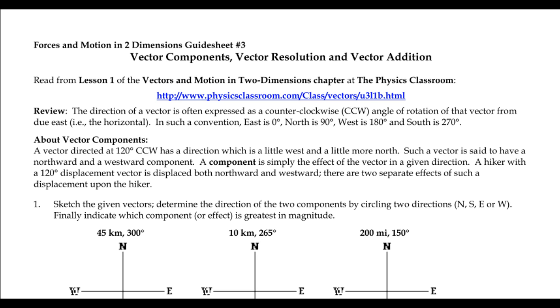So a couple of quick pieces of review. We're going to use CCW, that means counterclockwise notation. So 0 degrees to the right. We're going to come counterclockwise from that. East is 0, north is 90, west is 180 degrees, and south is 270 degrees.